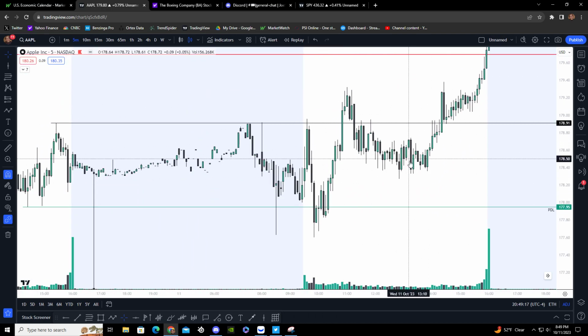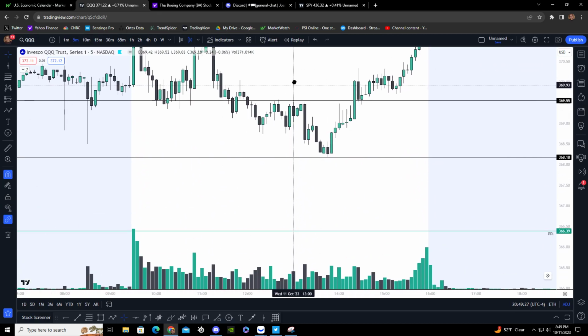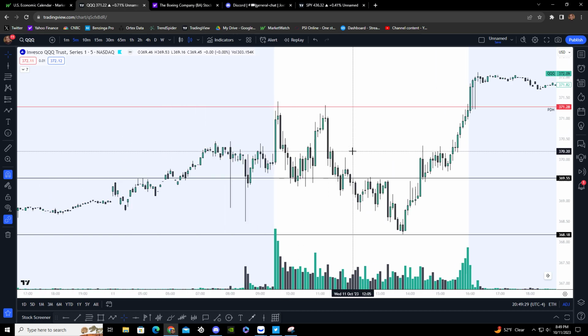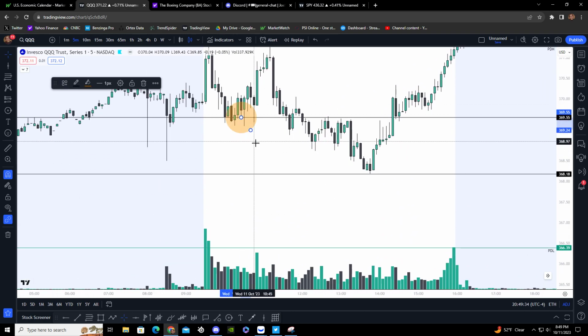But my overall thesis for if we wanted to see continuation to the downside, we would have had to sweep a high regardless, considering the base in tech, considering the illiquid environment in the Nasdaq, things like that. So we'll go back over here. What do we notice about the structure of the Nasdaq?